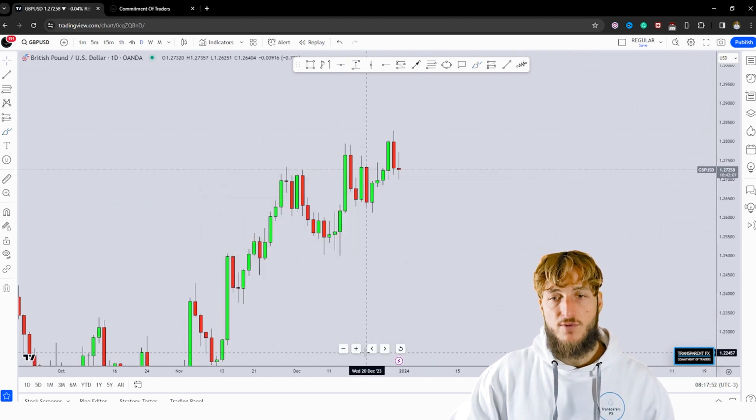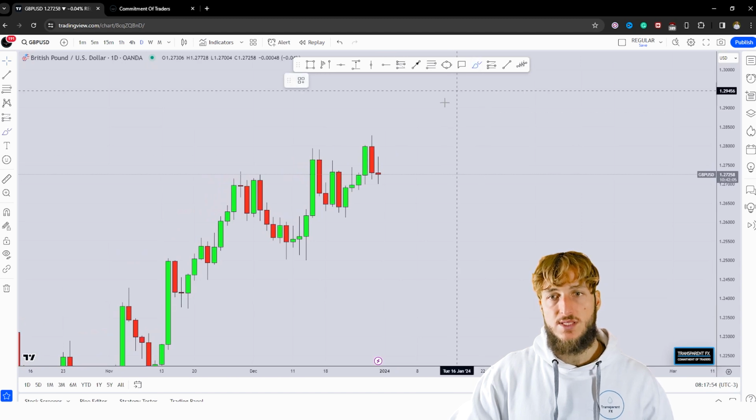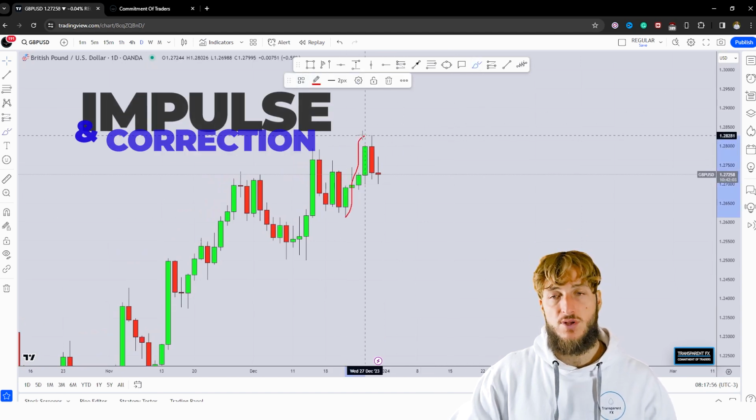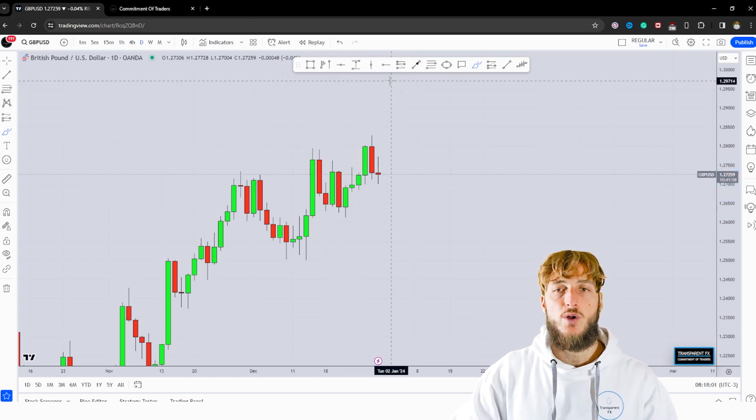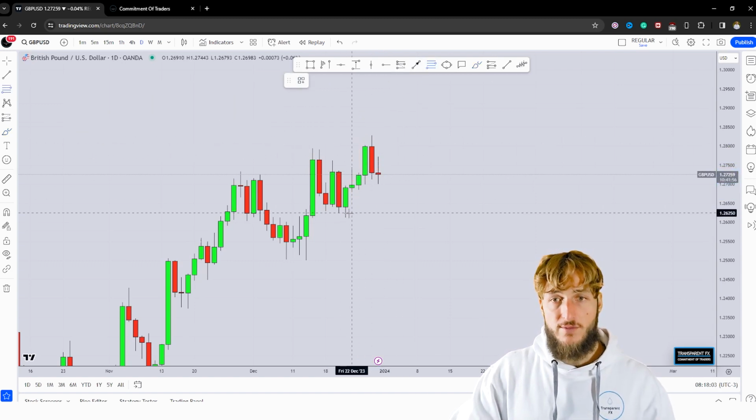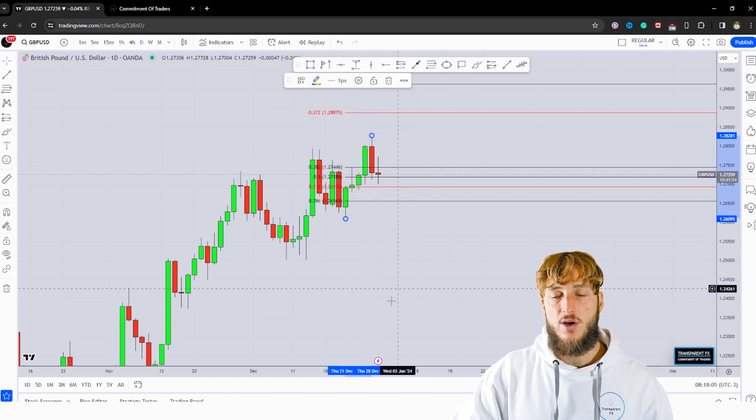Now, at the moment, from a daily standpoint, what we can notice is that we just had a very strong impulse to the upside, followed by this correction. Now, in general, after an impulse, if you want to measure the correction, you have to take your Fibonacci from the low to the high of the impulse leg.